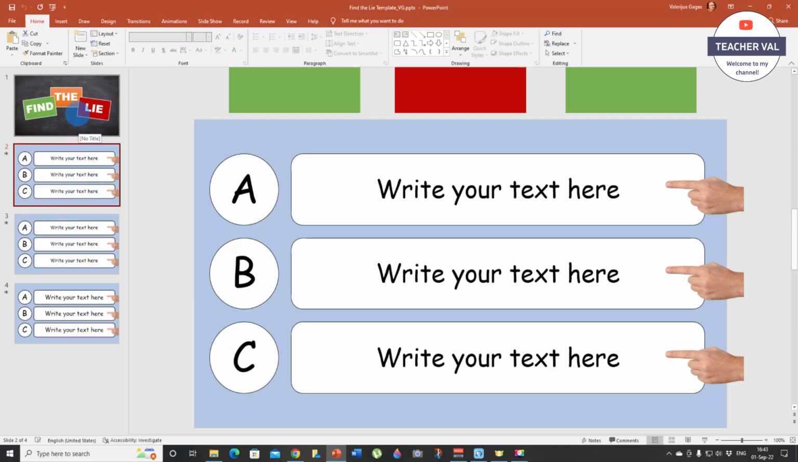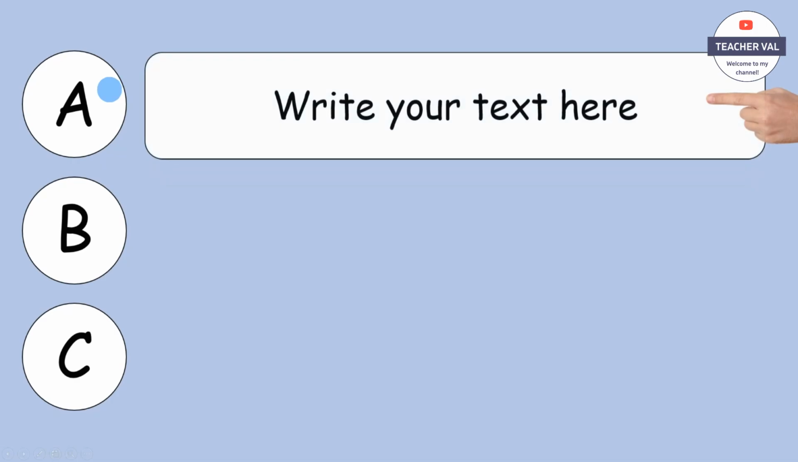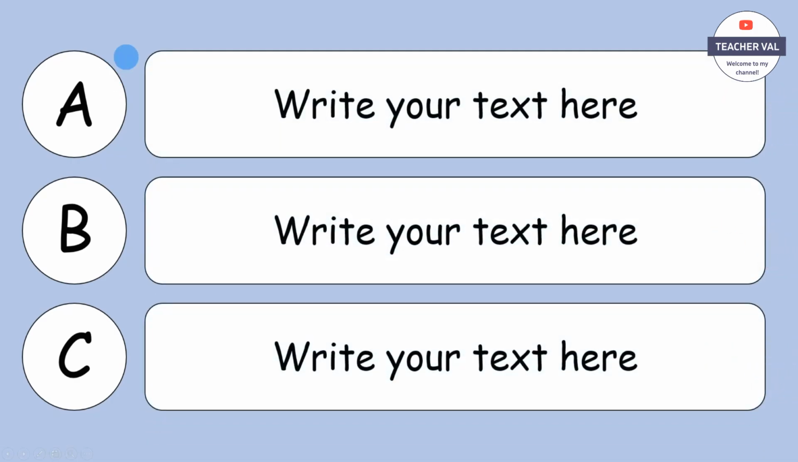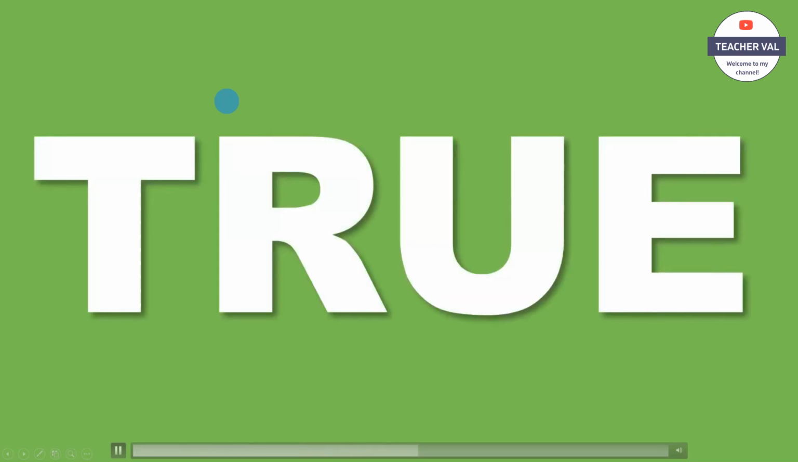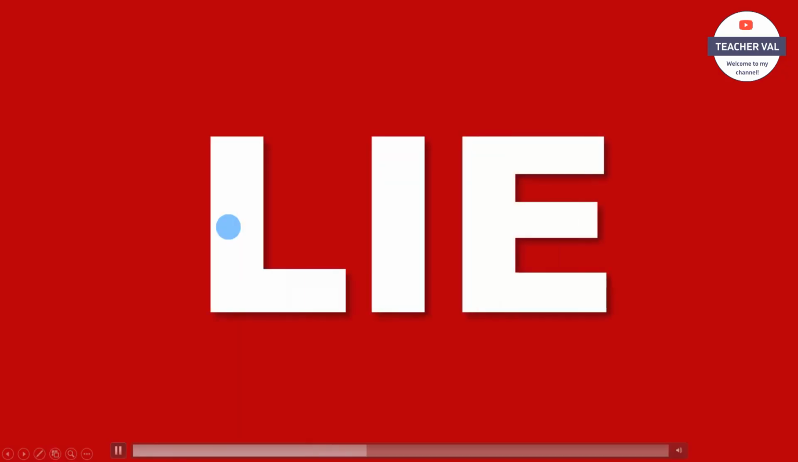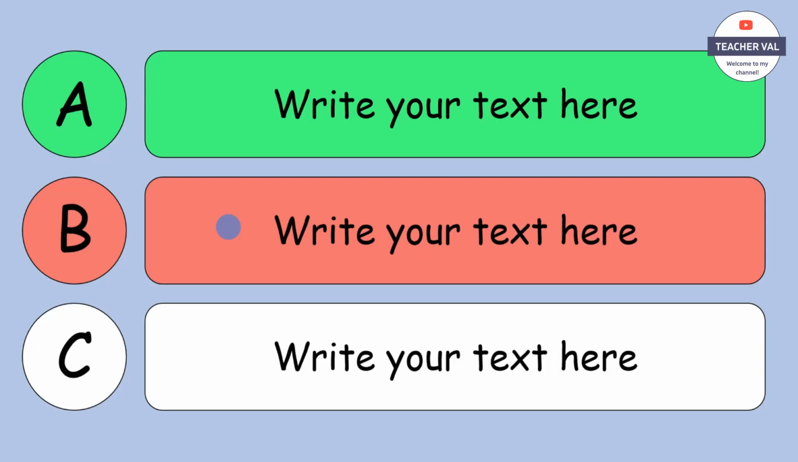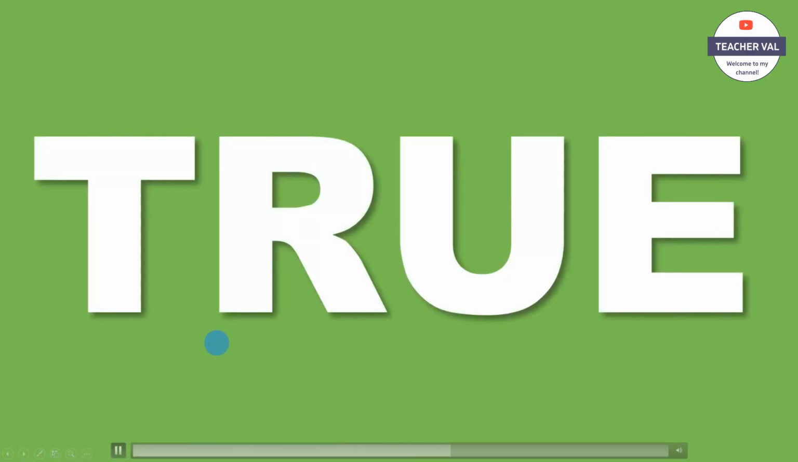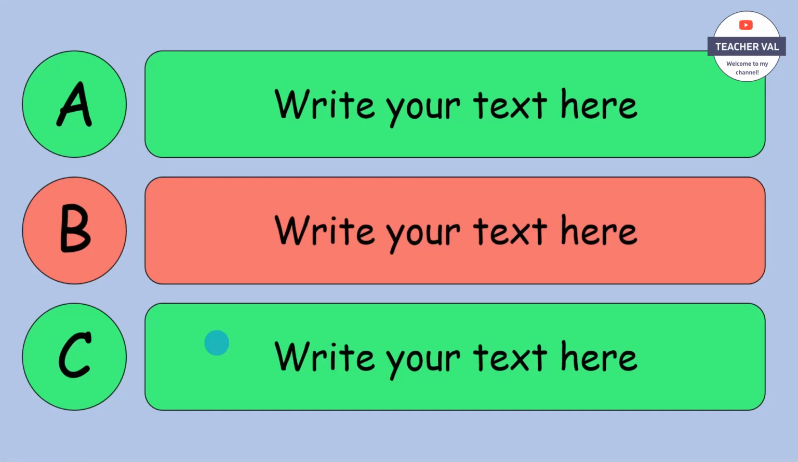So let's take a look how it works. We have 3 statements here, and one of them is a lie. So you do it in whatever way you want in your classroom, but if you want the answer to be revealed, you click on this rectangle. So if I click on it, it tells me that this statement is a fact, is the truth. If I click on this rectangle, it tells me that this is the lie. And if I click on the third rectangle, it reveals that this statement is the truth.